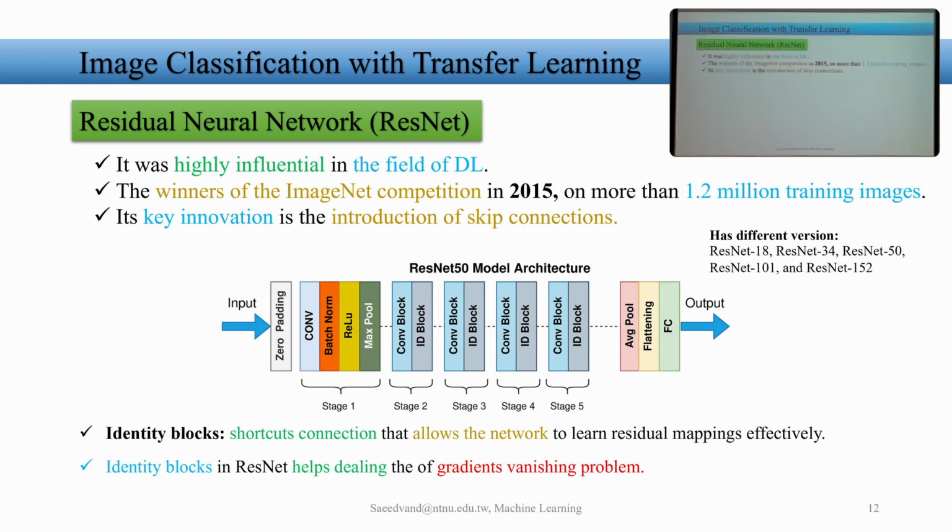What was the key innovation here? It was introducing skip connections. With ResNet, we introduced skip connections, and I will now explain how they work in general. We also have different models, for example ResNet 18, 34, 50, 101, 152, which represent how big the network is.